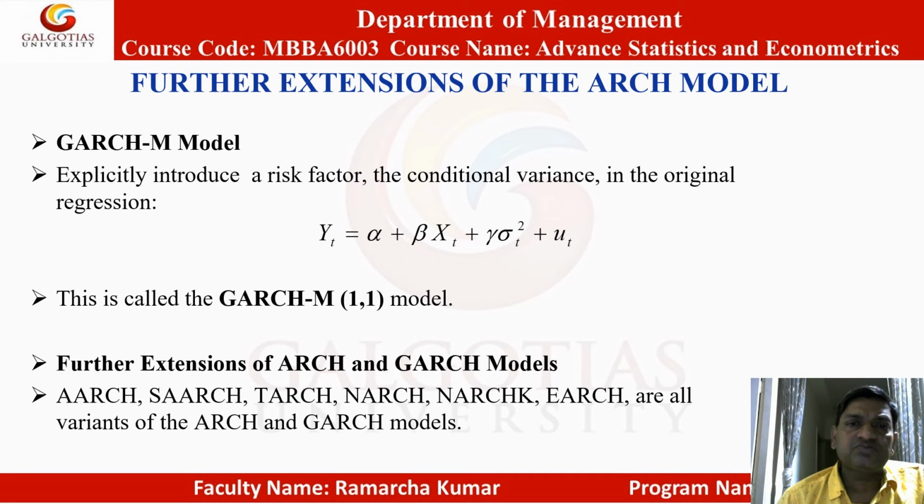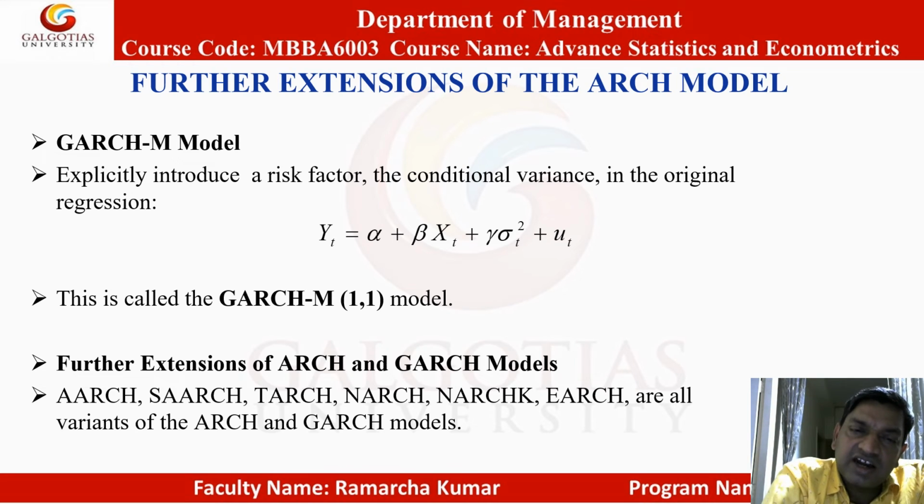So how can we further extend the ARCH model? One is the GARCH-M model, that means GARCH in mean. Explicitly include a risk factor, the conditional variance, in the original regression. If we have this y t written as a function of x t and sigma square t, so this y t is equal to alpha plus beta times x t plus gamma times sigma square t plus u t.